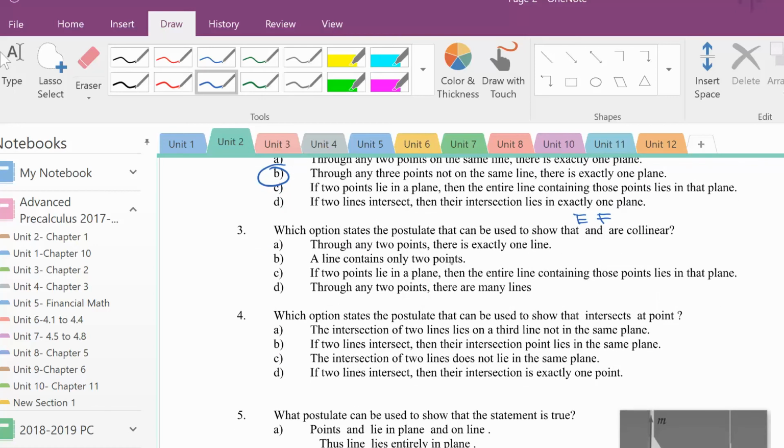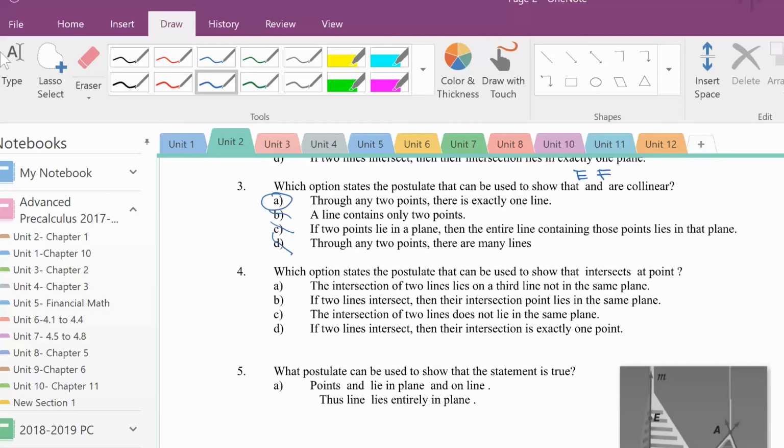So through any 2 points, there's exactly one line. That is true, yes. A line contains only 2 points. That is not a postulate. A line contains at least 2 points. If 2 points lie in a plane, the entire line containing those points lies in a plane. That doesn't state why they're collinear. Through any 2 points, there are many lines. That's not true. There's one line. So it is A.